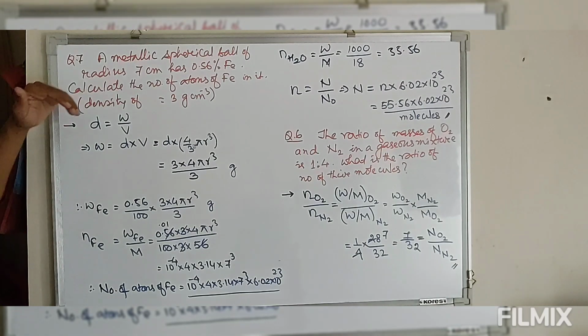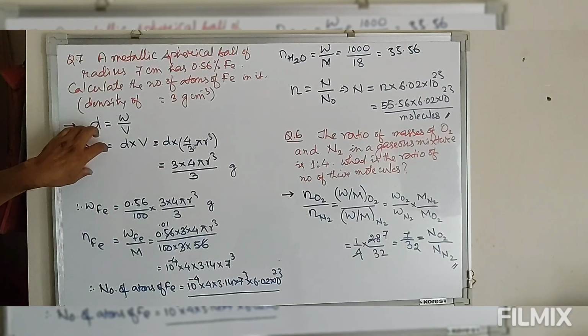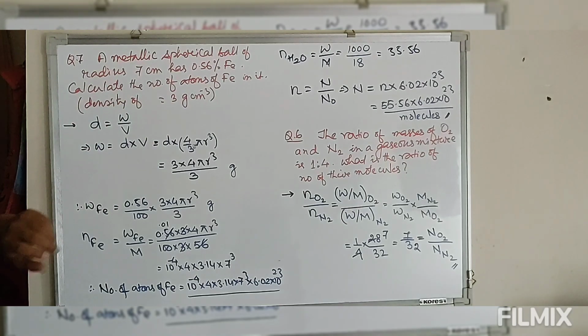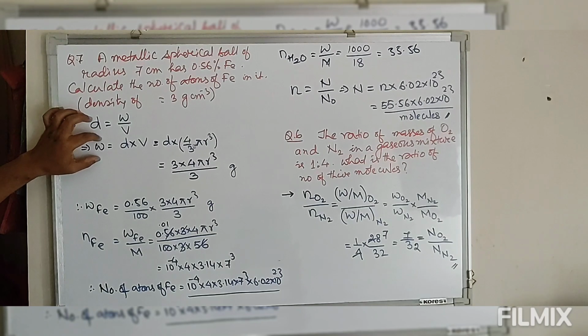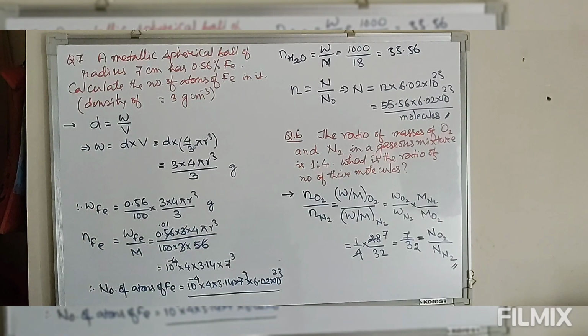So this is how, look at this, we start with density. From this density we find the mass, which is the mass of the spherical ball. In this, the percentage of iron is only 0.56. So therefore the mass of iron is 0.56 times this mass. From this we define the number of moles, and from the number of moles we define the number of atoms.